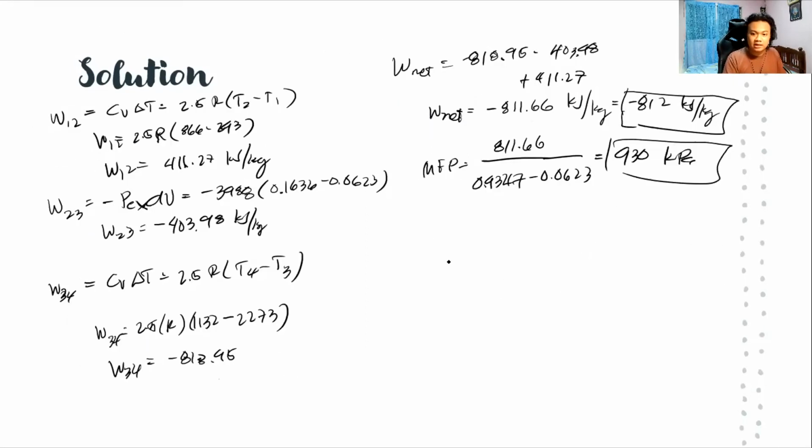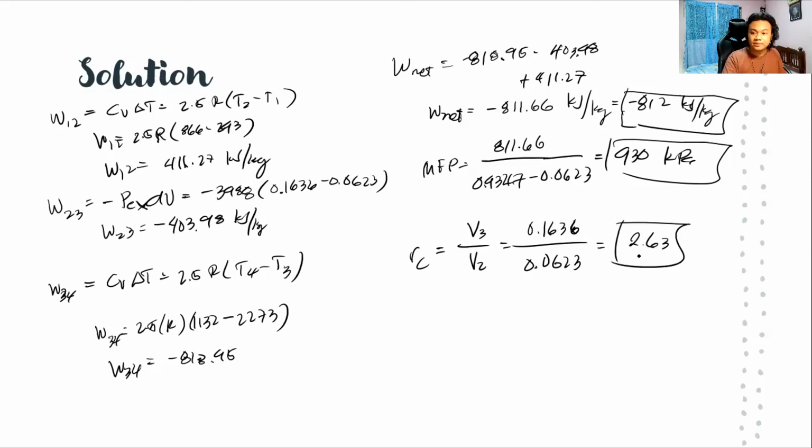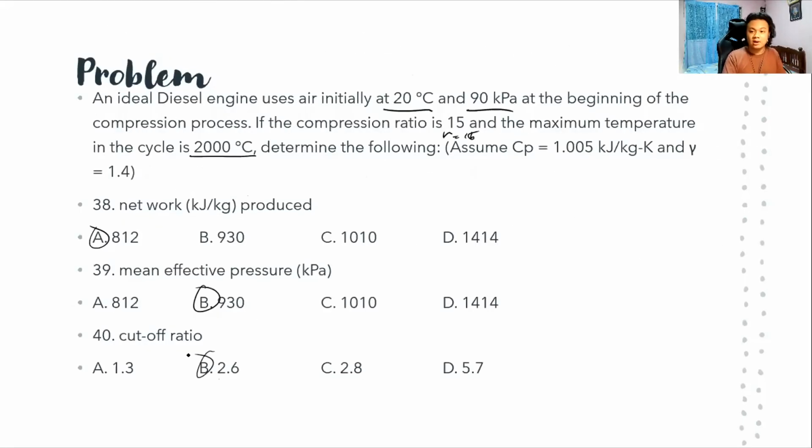And then for the last number 40, which is the cutoff ratio, the cutoff ratio rc is just equal to V3 over V2. Okay, V3 over V2, so 0.1636 over 0.0623, you can get 2.63. Okay, so that's letter B in our choices. Okay, so that ends our actually relatively short video for this one.